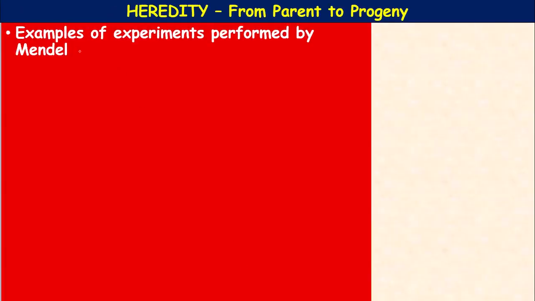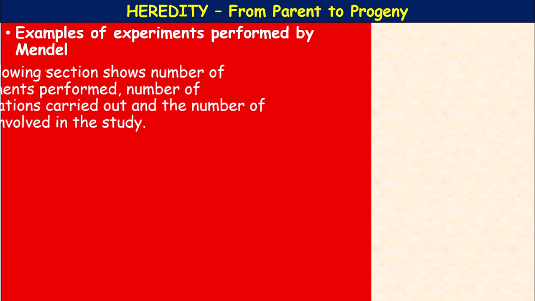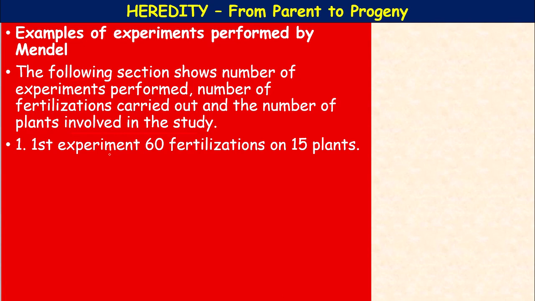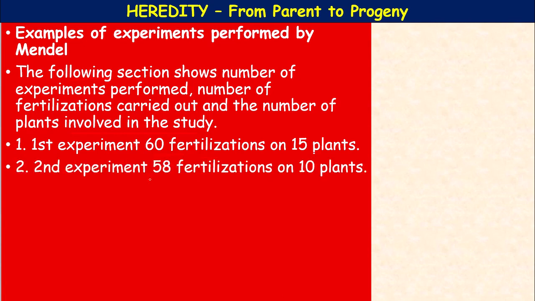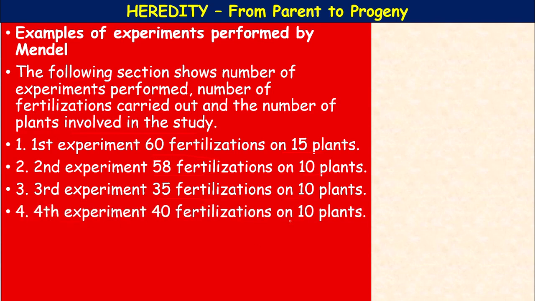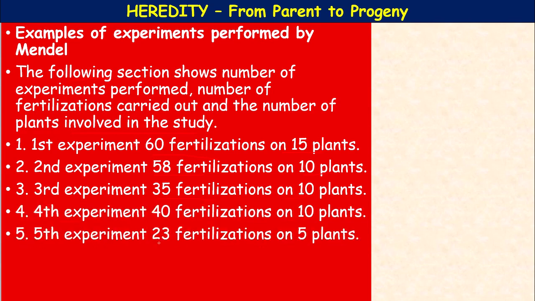So, examples of the experiments performed by Mendel. The following section shows the number of experiments performed, the number of fertilizations carried out, and the number of plants involved in the study. The first experiment, 60 fertilizations on 15 plants. The second experiment, 58 fertilizations on 10 plants. The third experiment, 35 fertilizations on 10 plants. The fourth experiment, 40 fertilizations on 10 plants. The fifth experiment, 23 fertilizations on 5 plants.